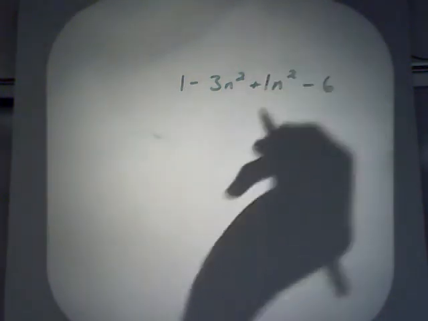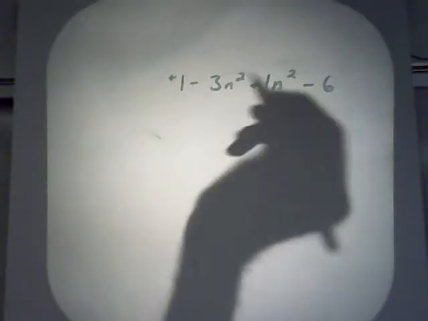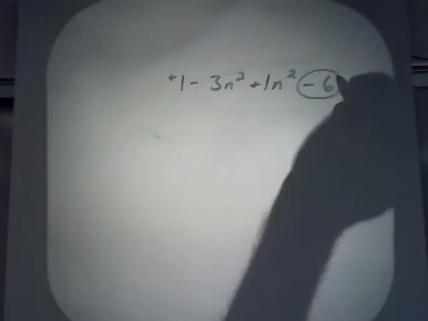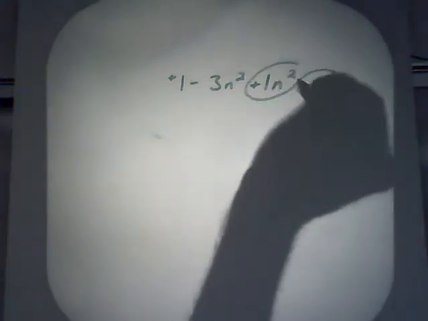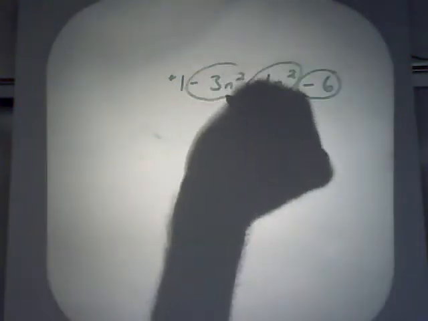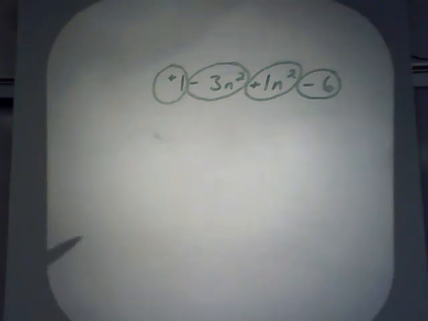Lonely letter, missing sign. Circle my terms. I got a negative 6. I got a positive 1n squared. I got a negative 3n squared. And I got a positive 1. Did you circle the correct terms?